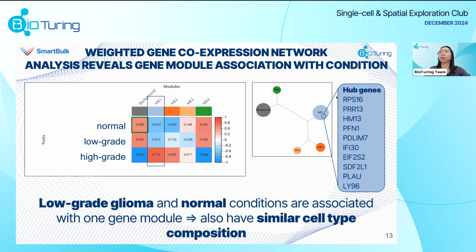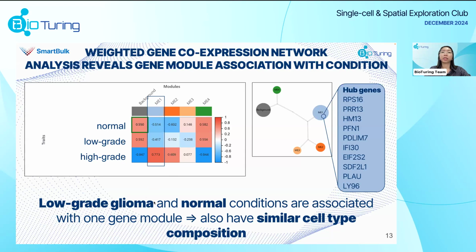These are the top 10 hub genes. Hub genes, you can interpret them as very highly interconnected genes within this certain module. So these genes are most likely the drivers for this particular module. And another thing that I noticed is not only is the high-grade tumor associated with module 1, but also the low-grade glioma and the normal conditions are associated with module 4. You can see that here.